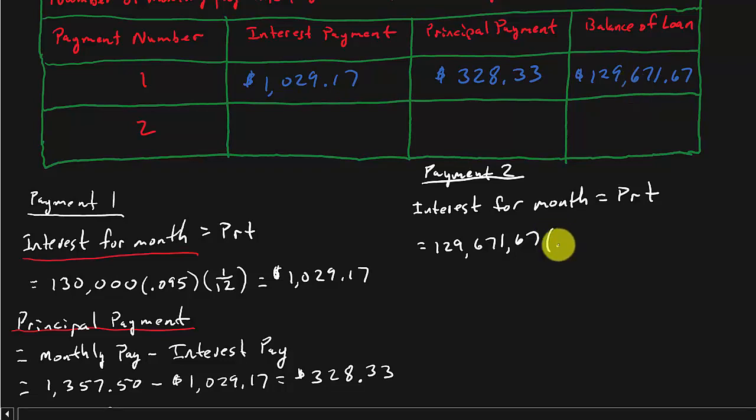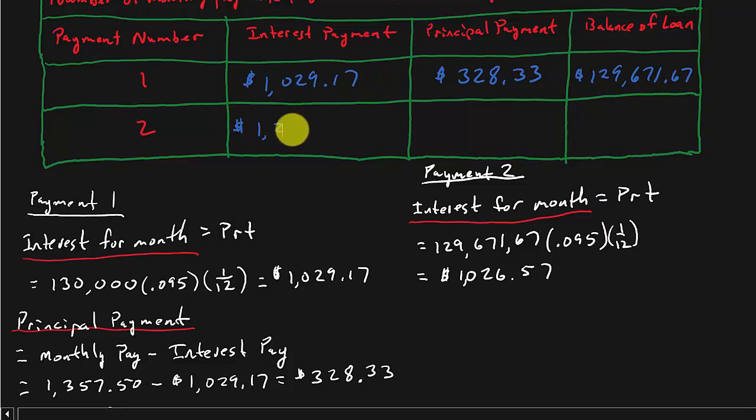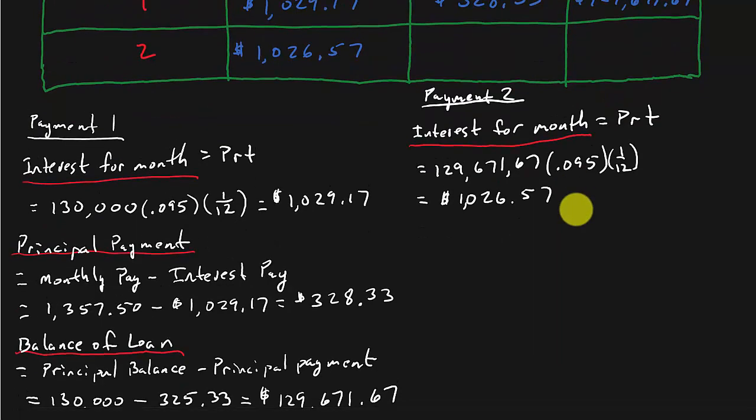Okay, and then that's times the interest rate which is 0.095. It's going to be the same as this one over here, times the 1/12, and that is going to give us $1,026.57. Okay, so that's the interest for the month. I guess we can go ahead and put that in there. $1,026.57. And then we're looking for the principal payment.